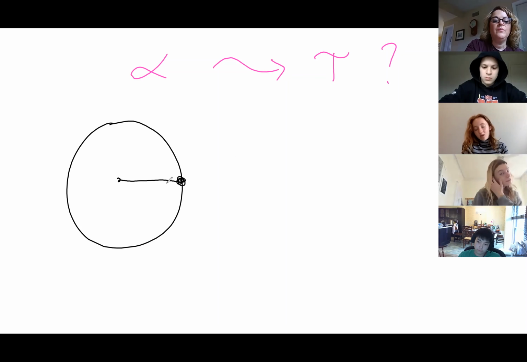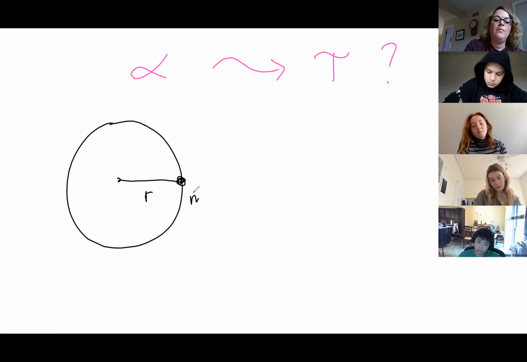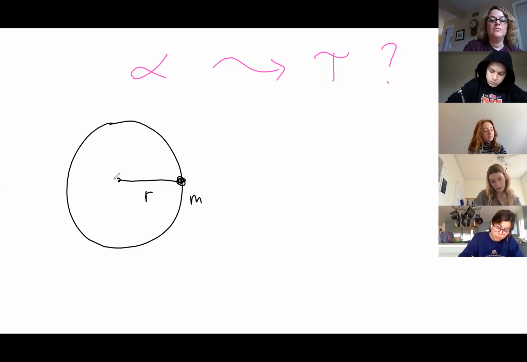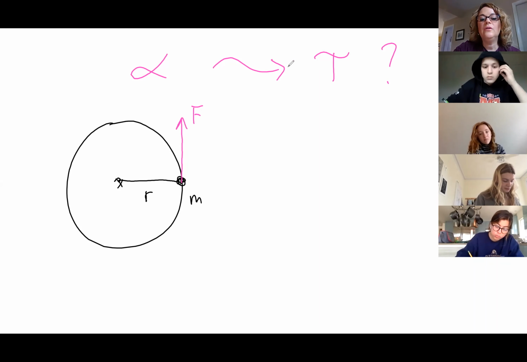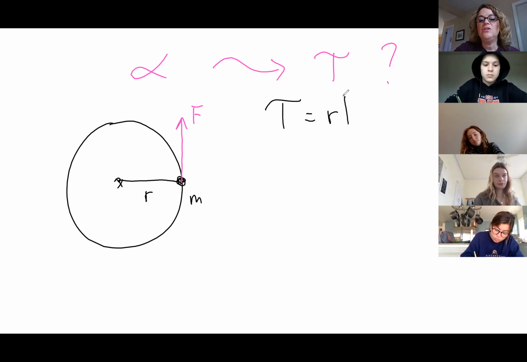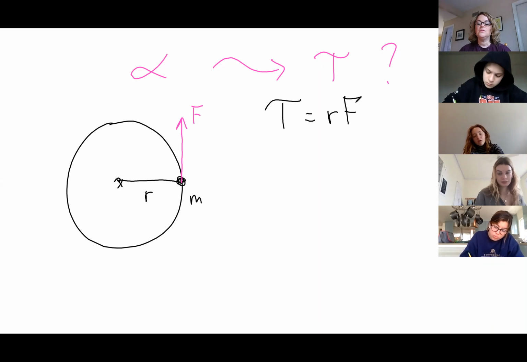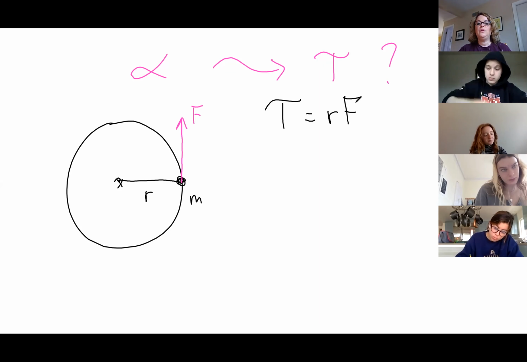So let's consider a ball on a string that's being rotated, with mass m at a distance r from the center of a circle, and you apply some force to it that's tangential to the circle like this. What I showed you on Thursday is that torque is equal to the distance from the axis of rotation times the amount of applied force. Our goal today is to get a relationship between torque and alpha.